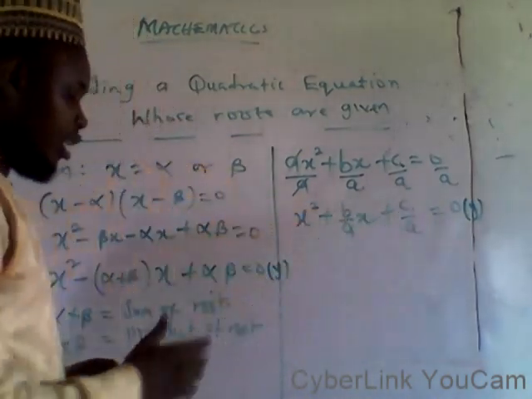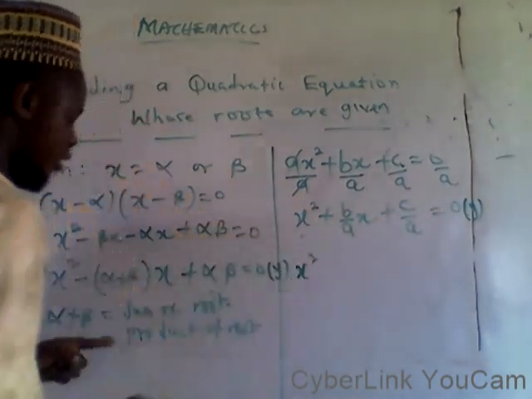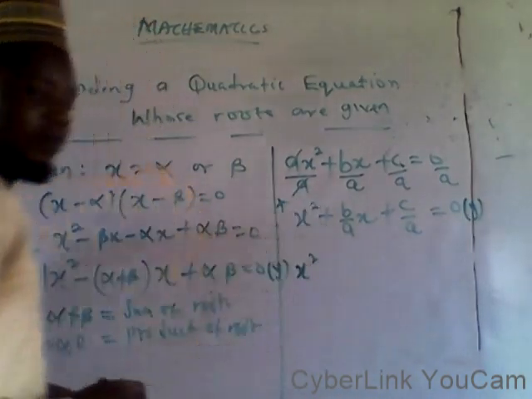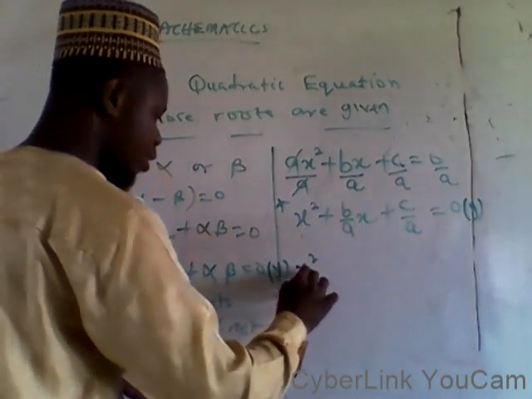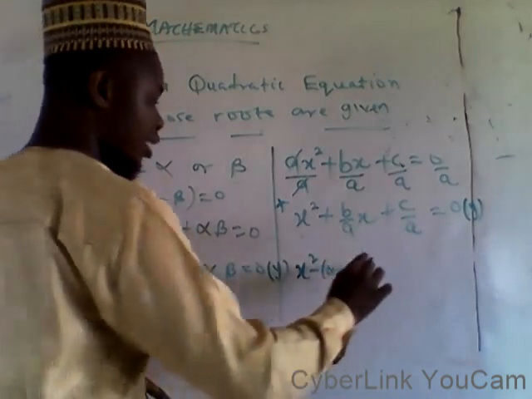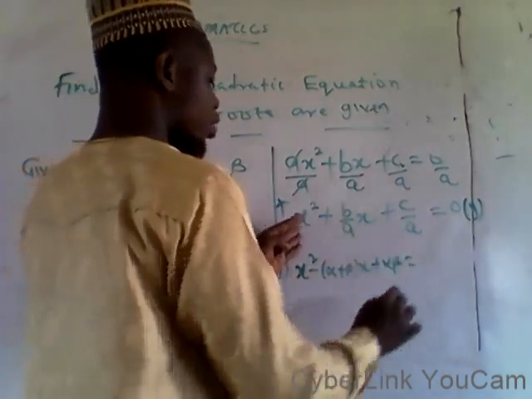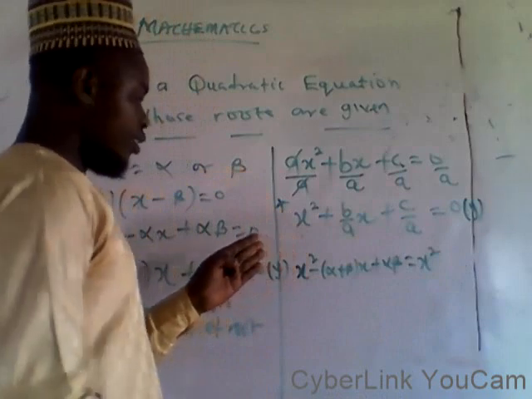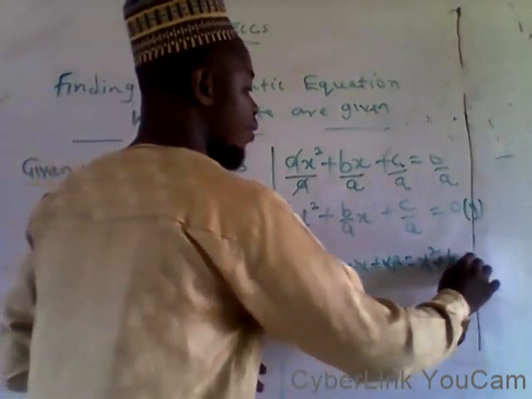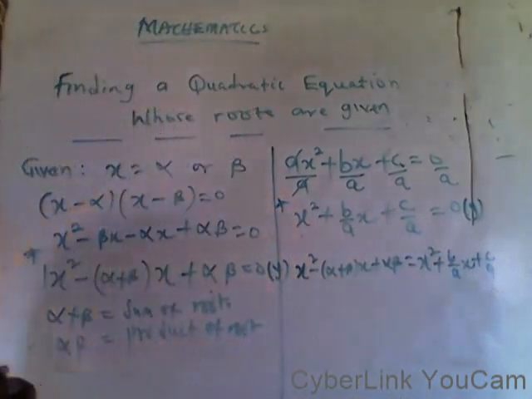Let's see what we are going to have. What you have here, from this equation, is x squared minus alpha plus beta, that is x, then plus alpha beta. Equating it to this, you are going to have x squared as well, plus b over a x, then plus c over a.